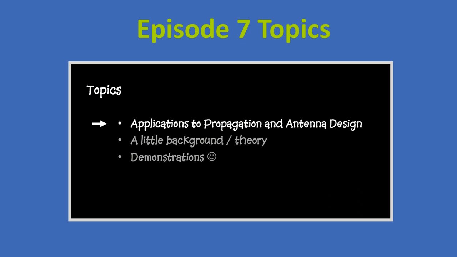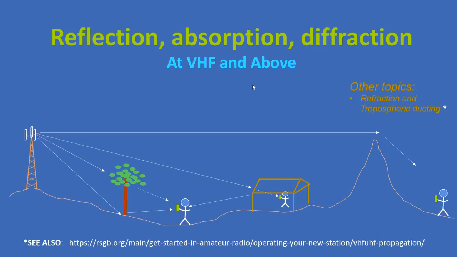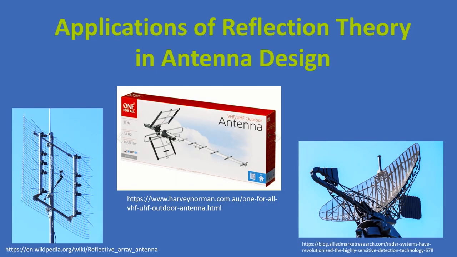Here's what we're going to talk about today. We're going to start by looking at some applications. And we'll do that for propagation in a couple of different frequency regimes, one below 30 megahertz and one at VHF and above. But also we're going to look at antenna design applications. How does reflection theory factor into that? And we'll try to answer that with some real-world antennas.